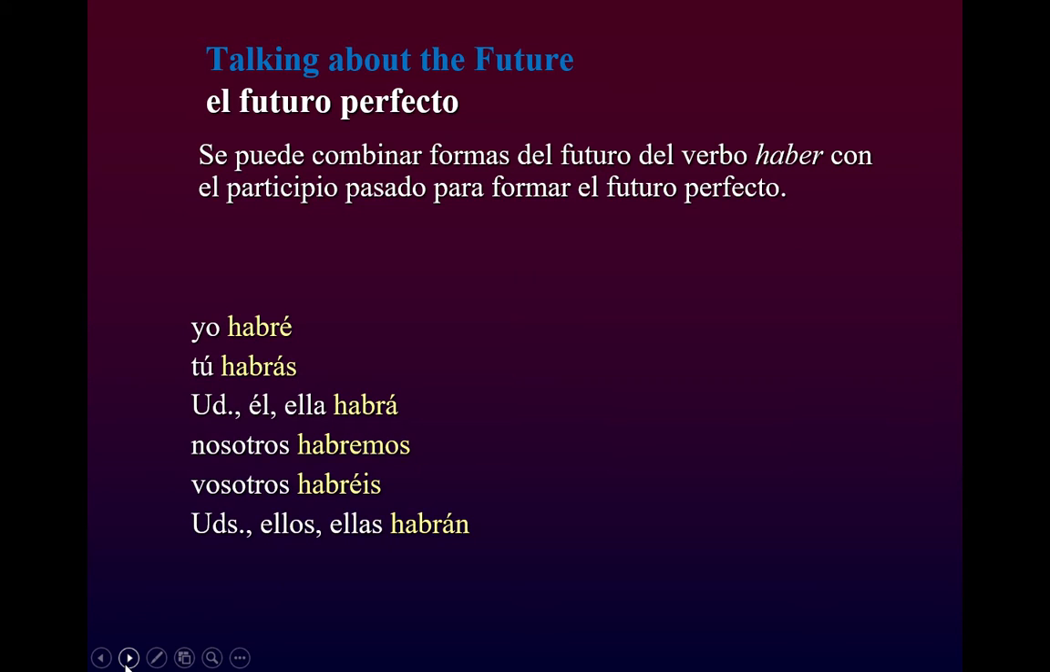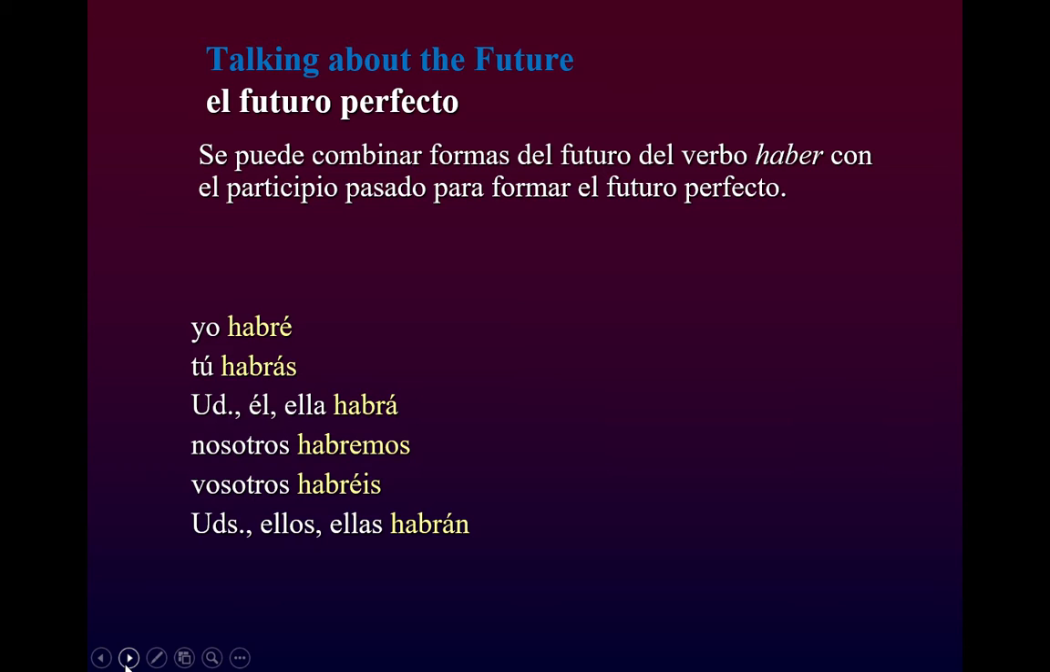The future tense of the verb haber is actually one of the dirty dozen. So the forms are yo habré, that means I will have. Tú habrás, you will have. Usted, él, ella habrá. You, he, or she will have.